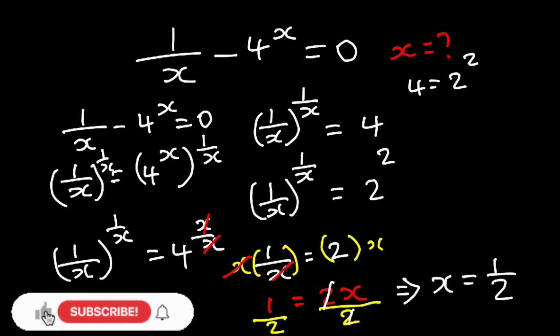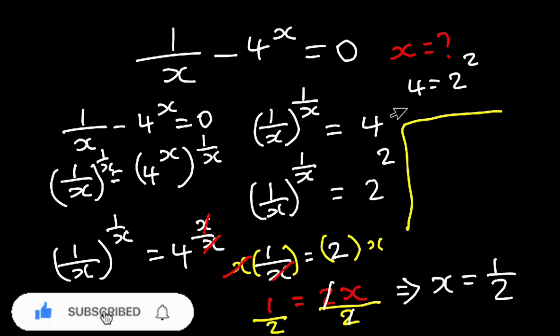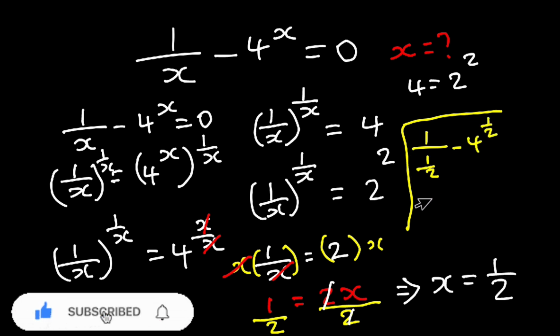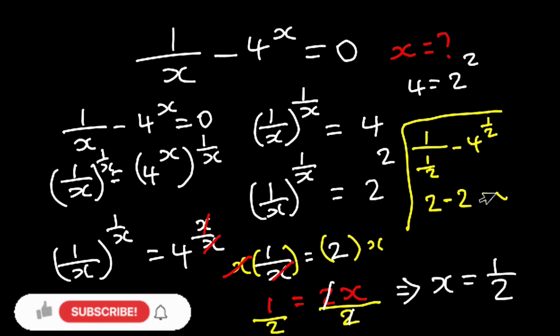Now let's check and know if this value of x is the solution to this question. So we have 1 over, we're going to substitute half for x. So we have 1 over 1 over 2 minus 4 to the power of half. 1 divided by 1 over 2 is the same thing as 2. Then 4 to the power of half is the same thing as the square root of 4, which is equal to 2. Now 2 minus 2 is equal to 0, which is the same thing as what we have here.